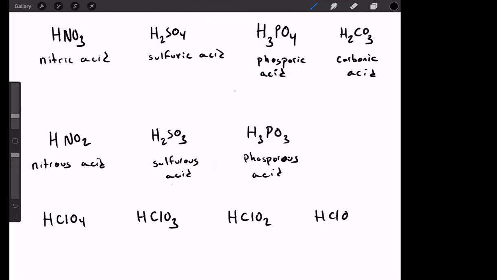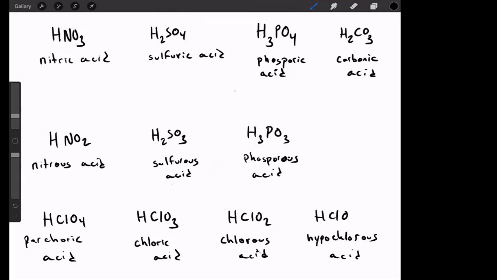How does this work with the halogen-based anions? Well, here's chlorate, so that becomes chloric acid. Here's chlorite, so it becomes chlorous acid. Well, it works the same way with hypochlorite and perchlorate. Hypochlorite is an ite ion, so it becomes hypochlorous acid, as well as it becomes perchloric acid.